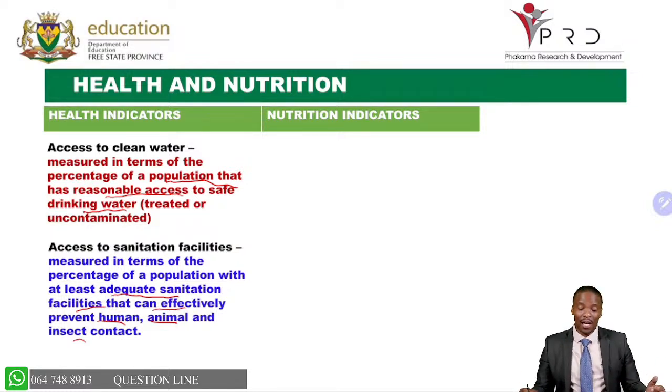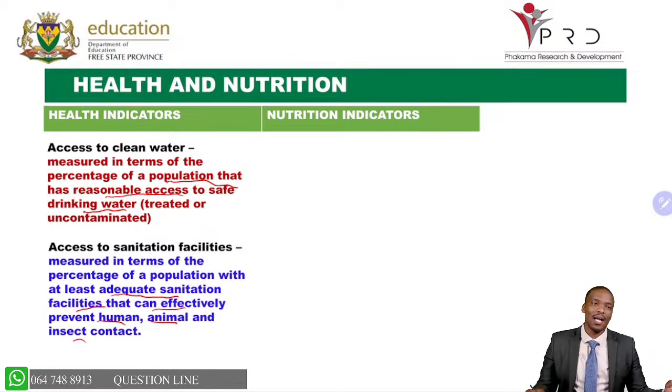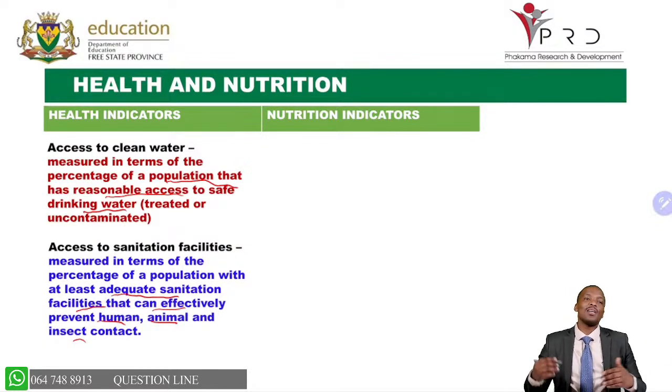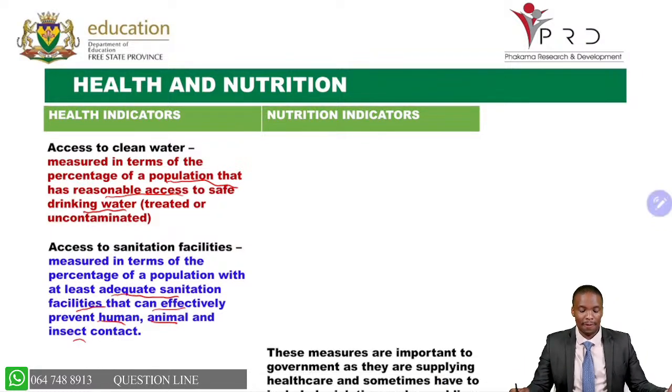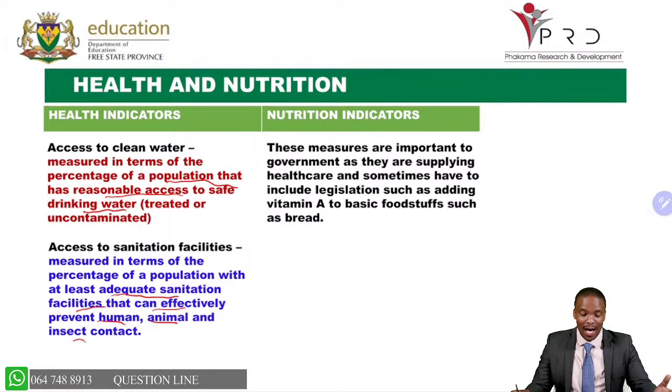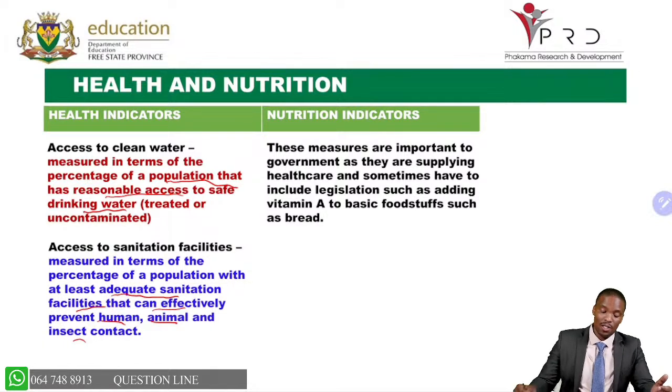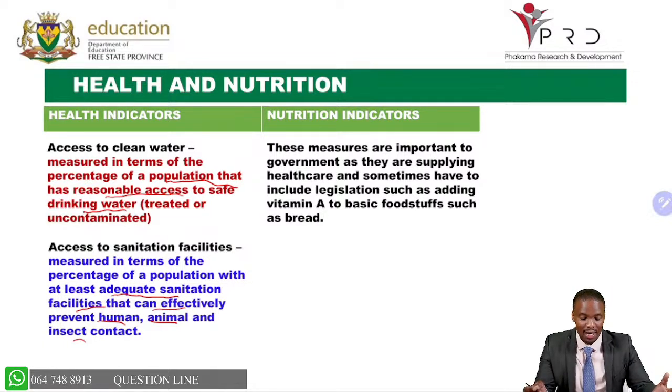In recent years, we also realized that there are even schools in South Africa that still don't have access to sanitation facilities, which will hamper the health of the learners and the people around there. So this indicator can be evaluated. There can also be an improvement if the budget is shifted there and used effectively. Okay. These measures are important for the government as they supply healthcare and sometimes have to include legislation, such as adding vitamin A to basic staples such as bread, etc. So here we're talking about the issues of nutrition.